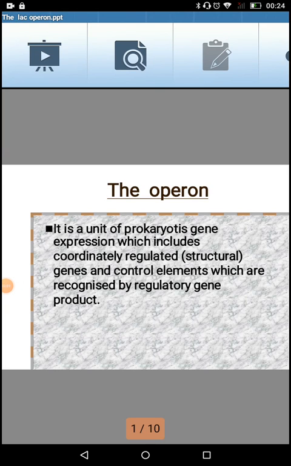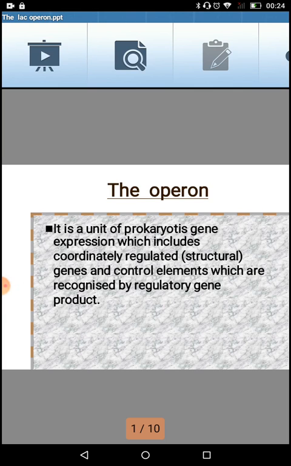Hello, children. Today's topic of discussion is operon. We will be looking into the definition of operon and different parts of operon, and then we go down to understand what is lac operon. So let us see what is operon first.